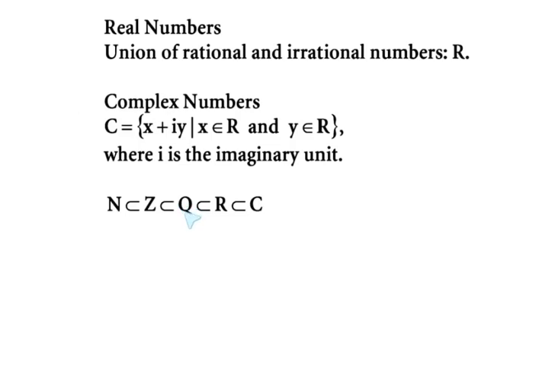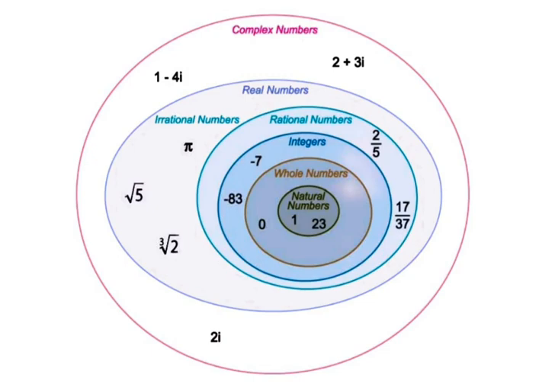Rational numbers are a subset of real numbers, and real numbers are a subset of complex numbers. Now observe this. The natural numbers are here, the whole numbers add 0, and then integers include the negative values.